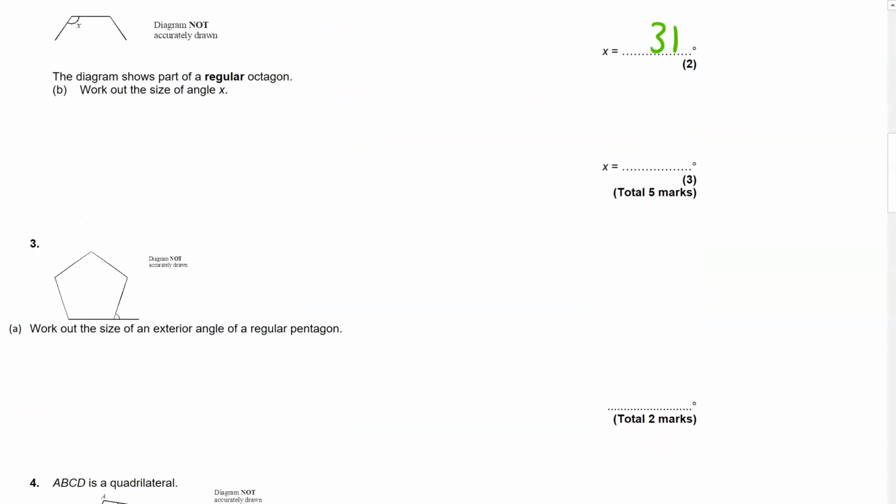Right, next one. What have we got here? A regular octagon. Work out the size of angle X. If it's regular, then all of them are the same size. And we need to know what they should add up to. So you can either memorize it or you can work it out. If you work it out, it's 180 times the number of sides minus 2. So in this case that would be 180 times, octagon is 8 sides, so this would be times 6. This could come up in non-calculator, so hopefully you can do that. It's 1080.